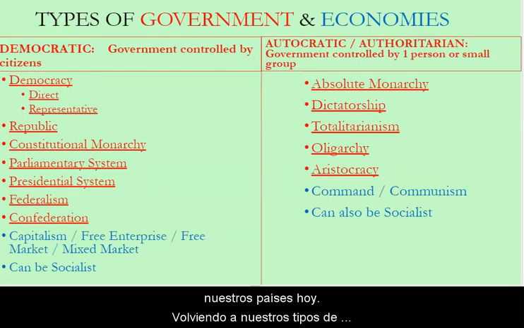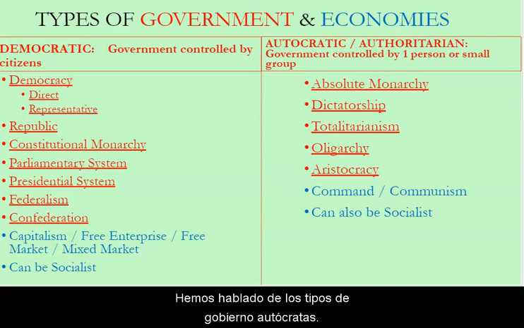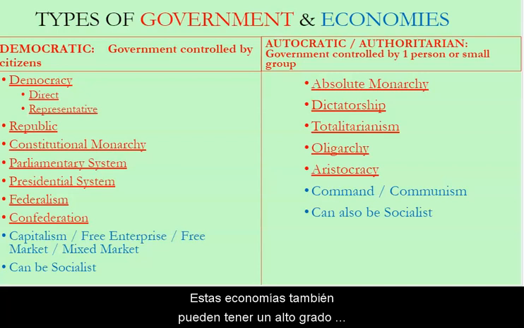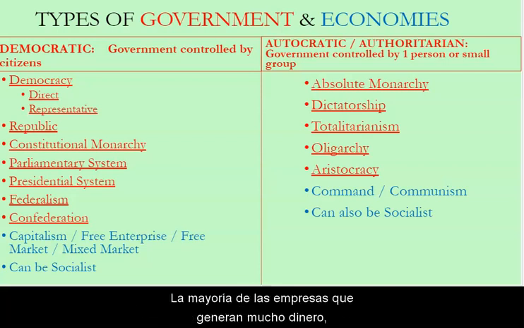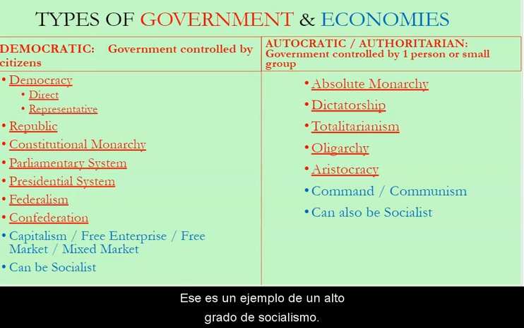And again, coming back to our types of government and economic systems, the left-hand side is democratic, the right-hand side, autocratic. We've talked about the autocratic types of government. So what kind of economies do they generally have? It's generally controlled by the government. That's either called a command economy because it's commanded by the government. It's communism. It can also have a high degree of socialism, like Cuba, for example. In Cuba, people do have some free choices about, say, running businesses, but most of the businesses that make a lot of money, like the banking industry and transportation, are going to be owned by the government. That has a high degree of socialism.